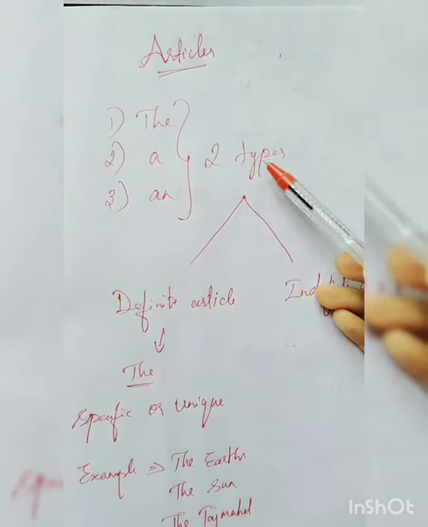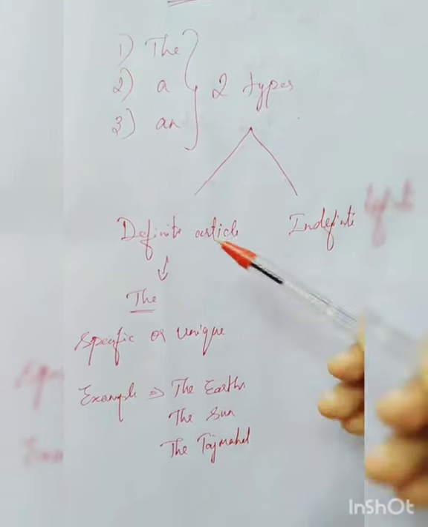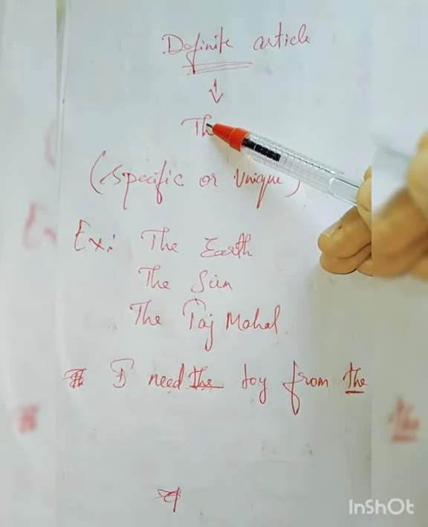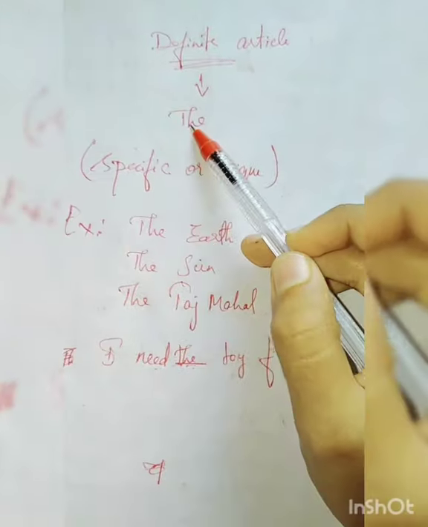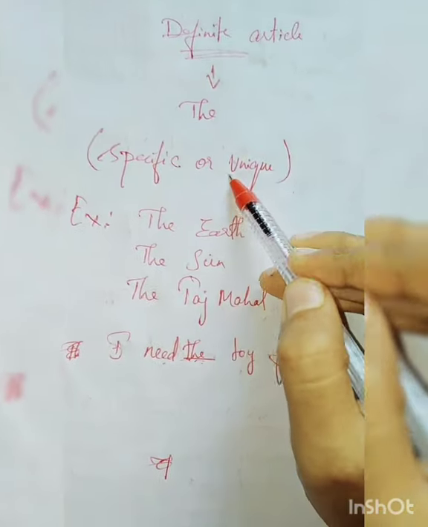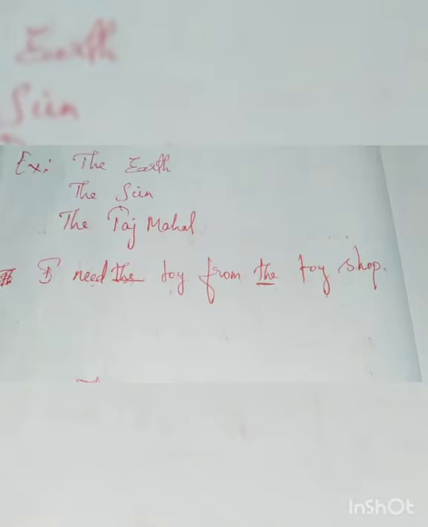They are categorized into two types. One is the definite article and the other is the indefinite article. In the definite article, the word "the" comes under the definite article. Use the word "the" before a word which stands for something specific or unique. For example, the earth, the sun, the Taj Mahal.